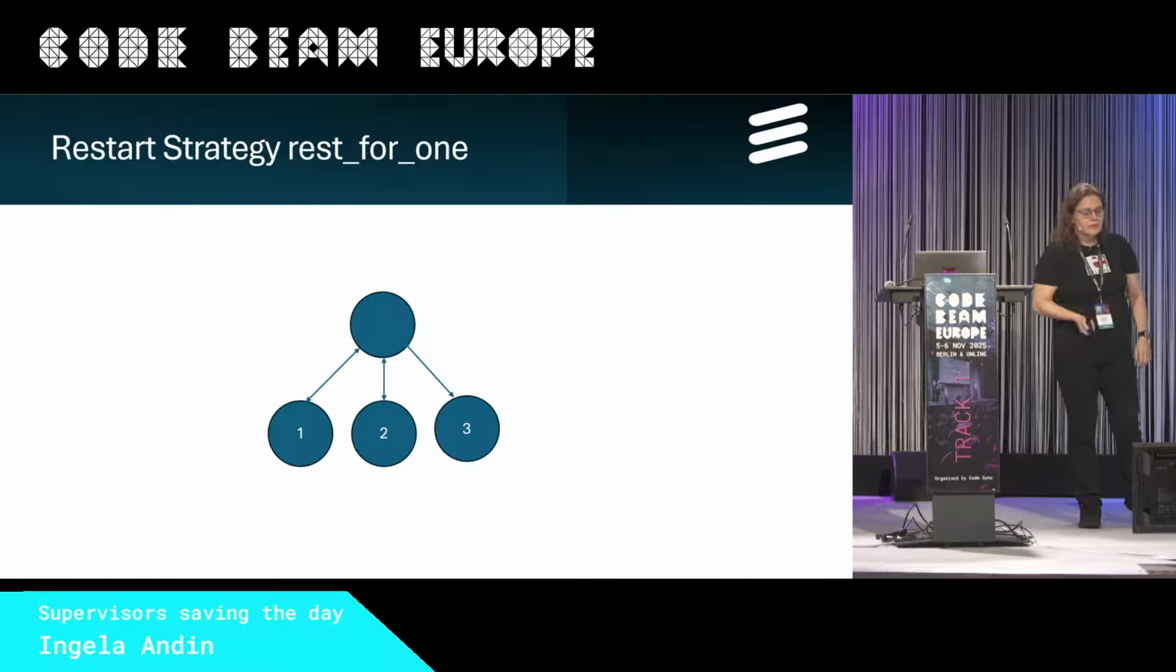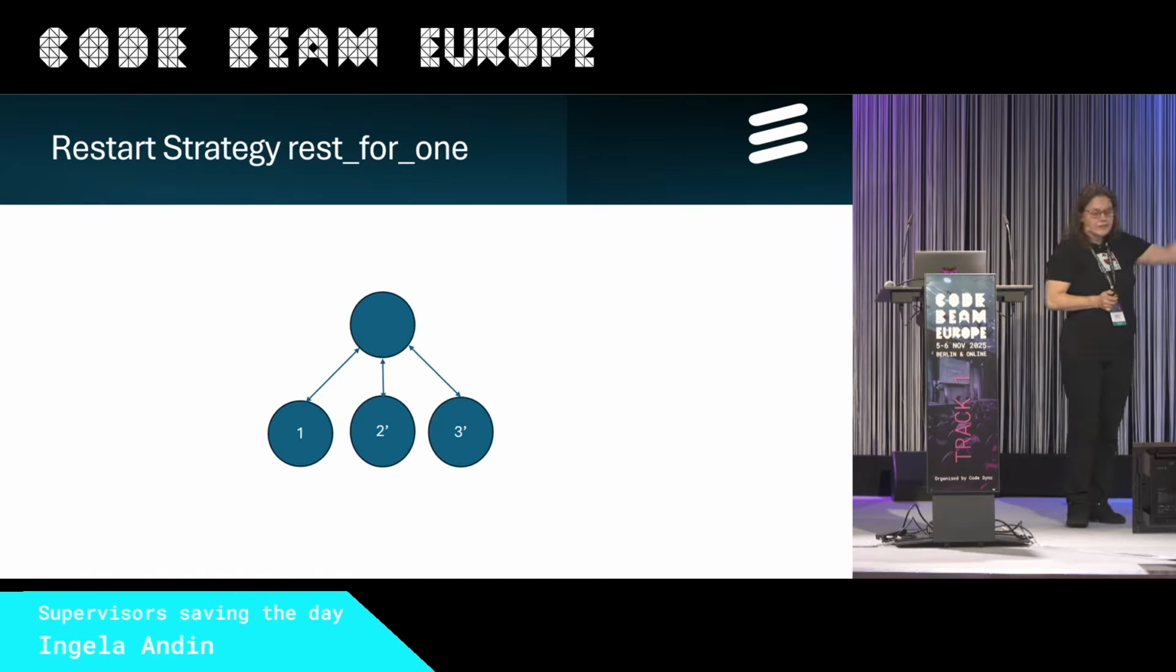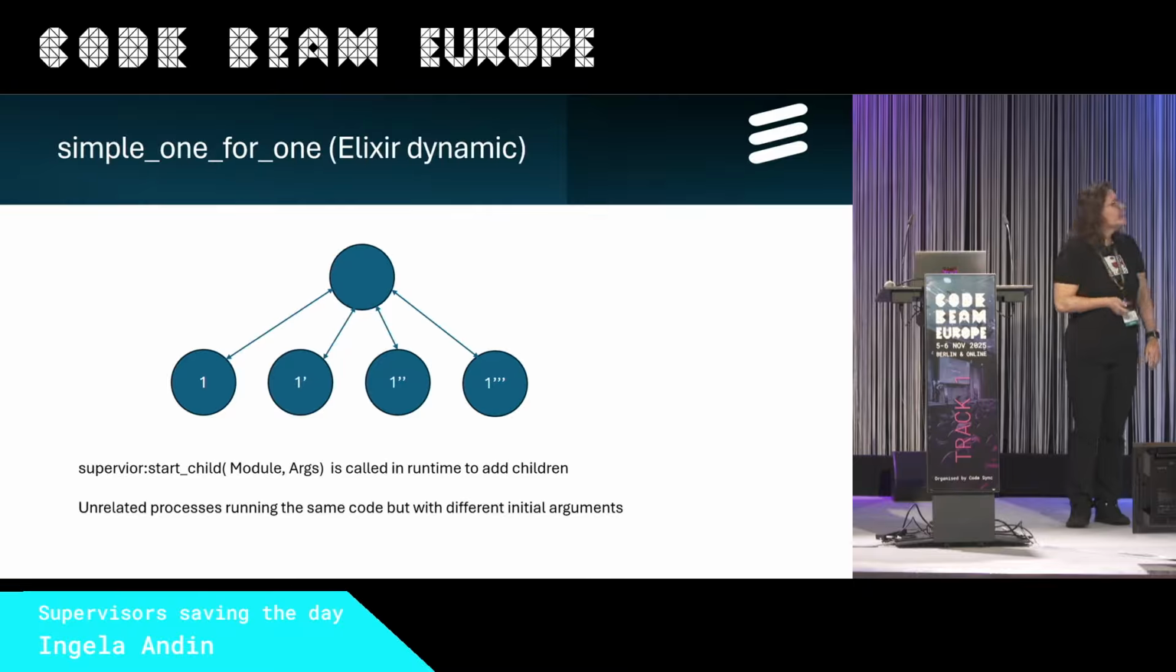And there's the rest-for-one strategy. So if process 2 crashes, process 3 that started after 2, and process 2 will be restarted. But anything started before will be left alone. I don't have a good example for that one, but I think you understand how it works.